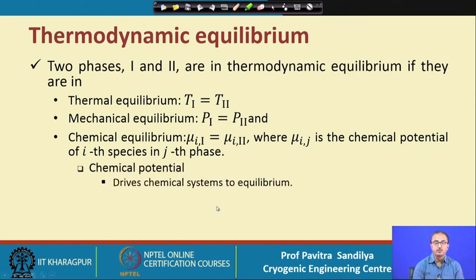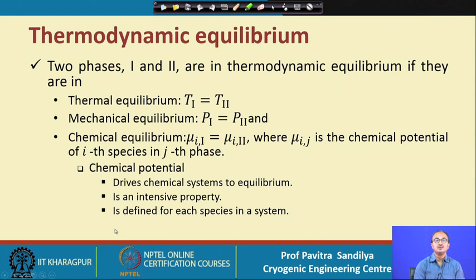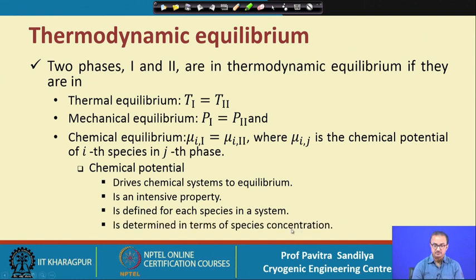Now, what is this chemical potential? Its significance is that it drives chemical systems to equilibrium. It is an intensive property like temperature, pressure, etc., and is defined for each species in a given system. That means a given species will have different values of the chemical potential in different phases. It cannot be determined by any experiment, but it is represented in terms of the species concentrations.